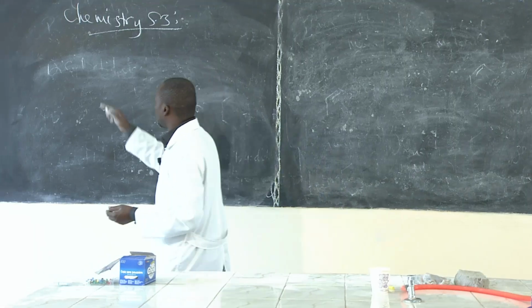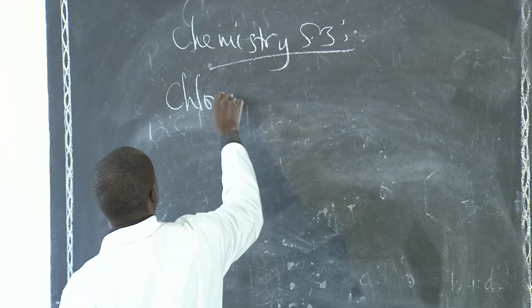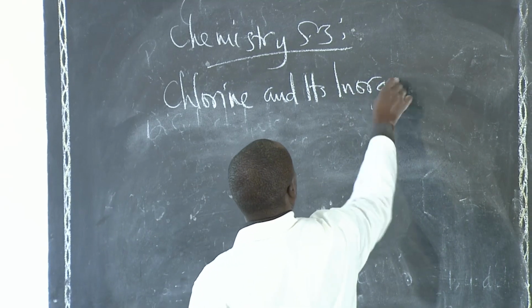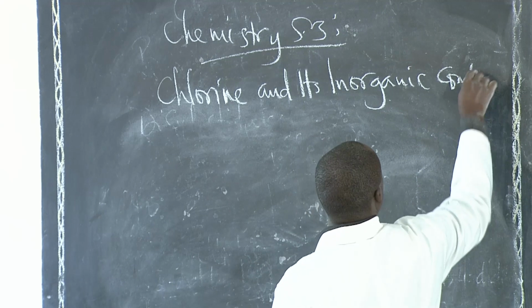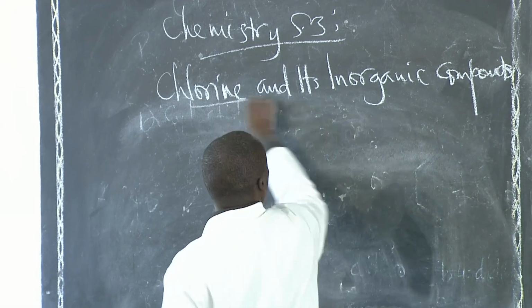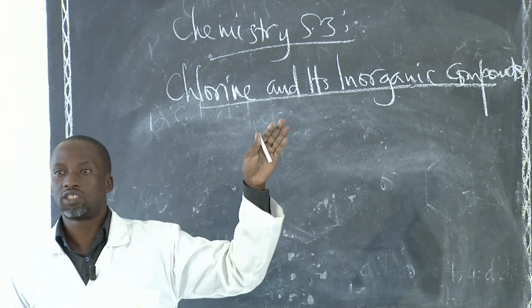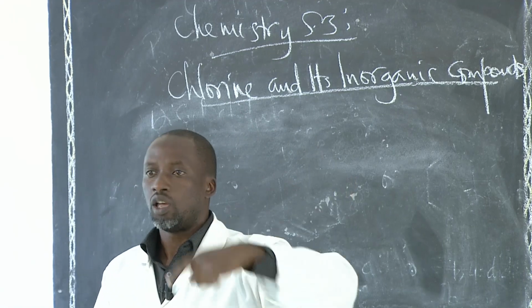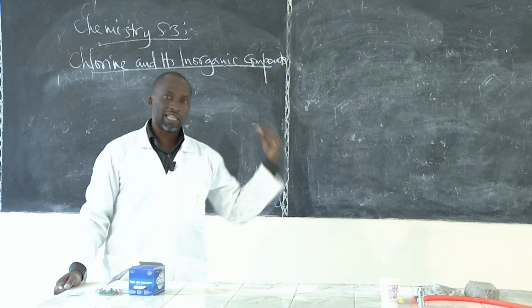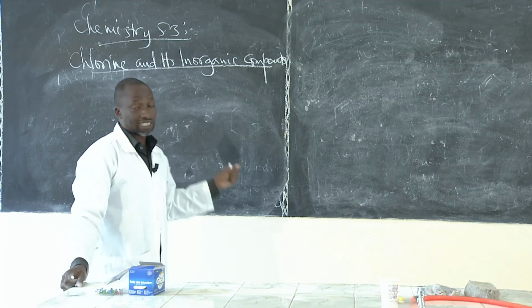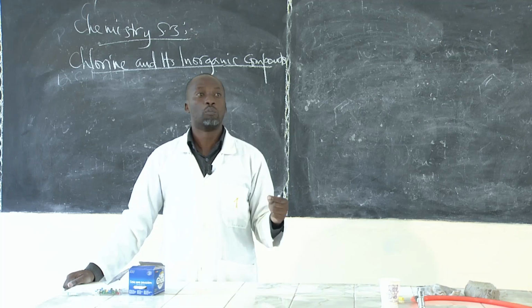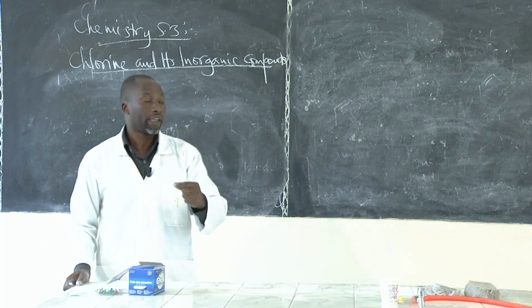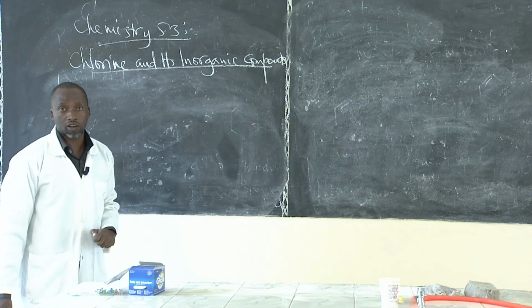So we are also going to look at chlorine and its inorganic compounds. We have to be specific with the inorganic compounds because there are also organic compounds of chlorine. You will meet those probably when you go to Senior 5. But this time, we are just emphasizing the inorganic compounds, because that is where chlorine exists.